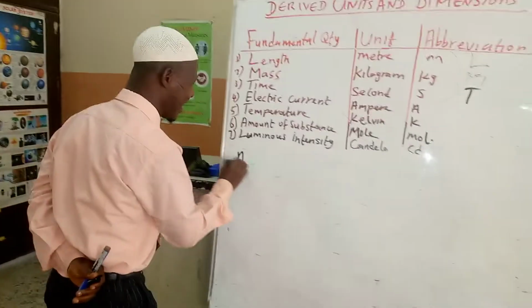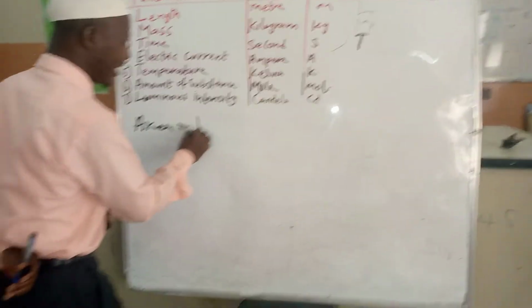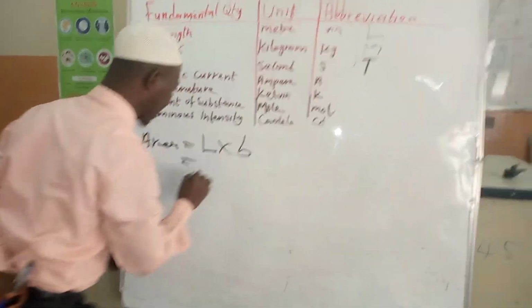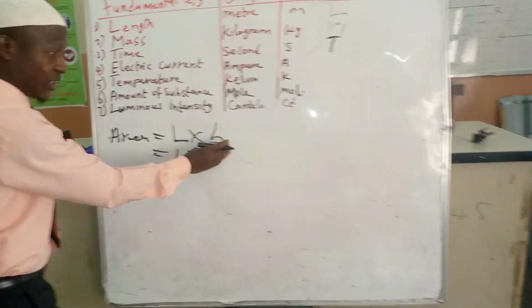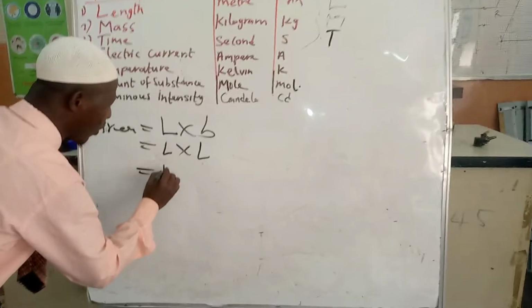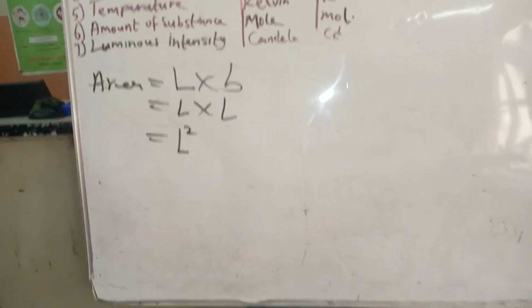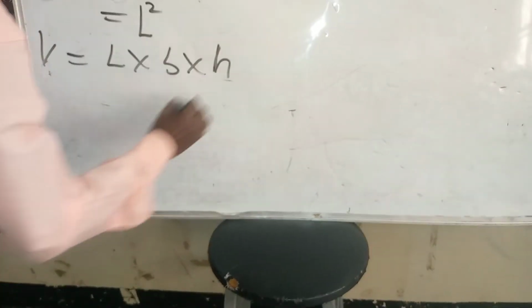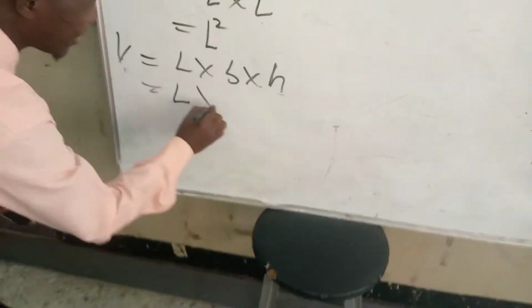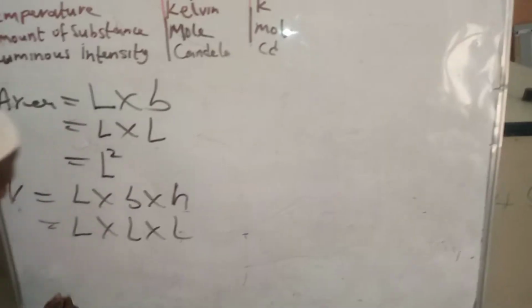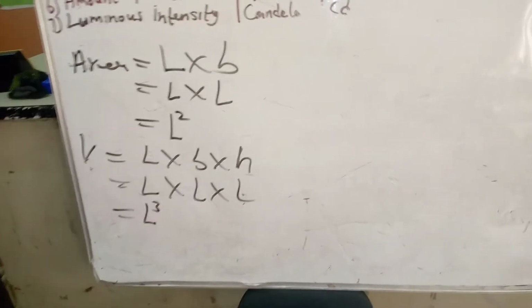For instance, if I want to know the dimension of area, from the formula, area is length times breadth. The dimension of length is L, and the dimension of breadth is also L, as I said in our first video. Therefore, the dimension of area is L squared. What is the dimension of volume? Volume is length times breadth times height. The dimension of length is L, breadth is L, and height is L as well. So it will give you L raised to 3, or L cubed.